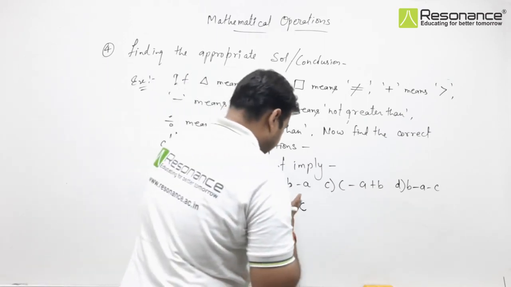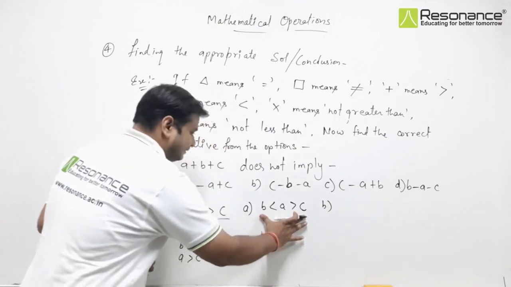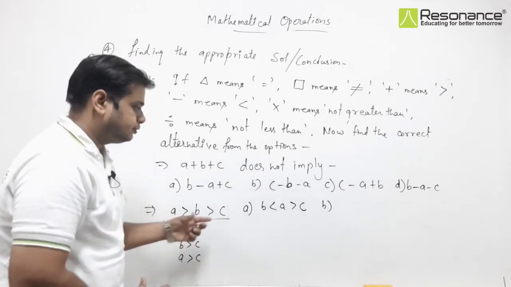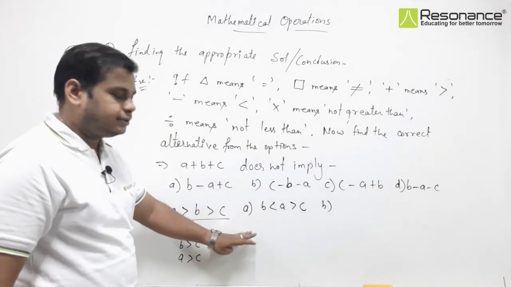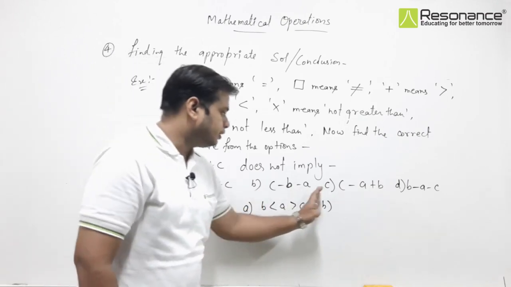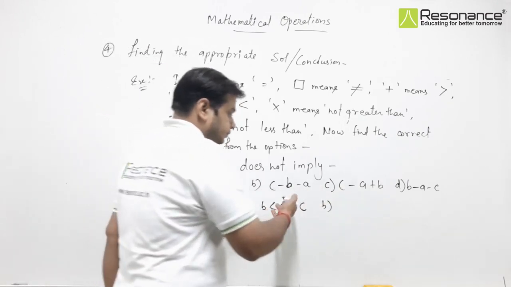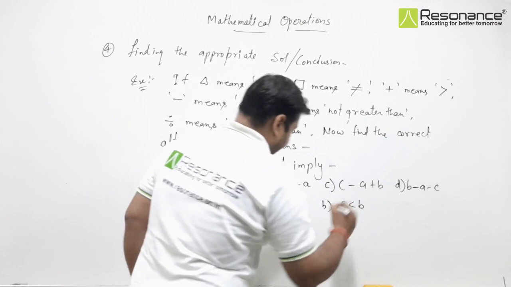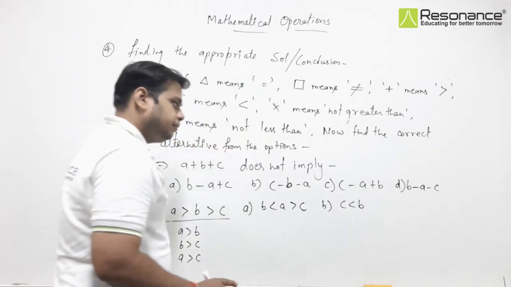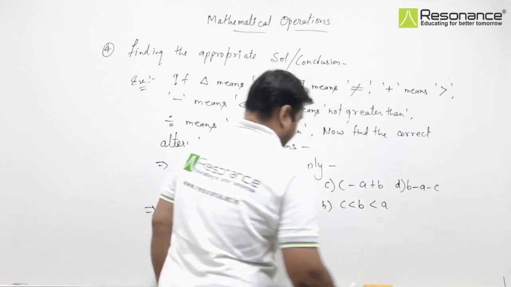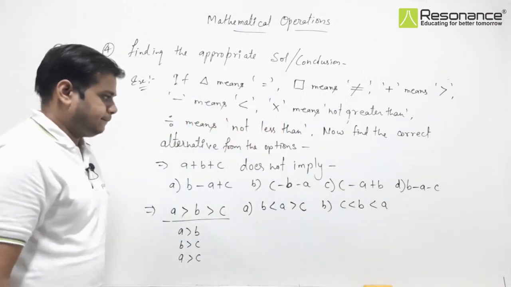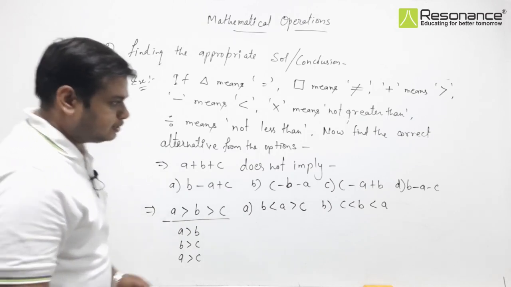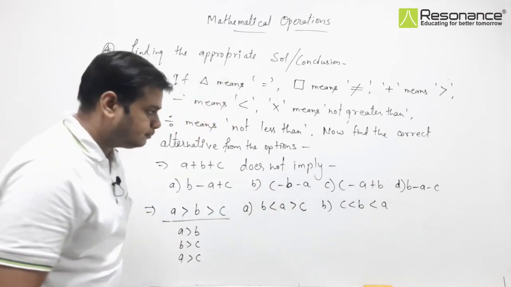Let us see option B, because this is the possible correct answer related to this equation. We will put it aside, and let's see the other options. If any other option is following this kind of condition, C minus B, then C is less than B, and B is less than A. This is also possible.